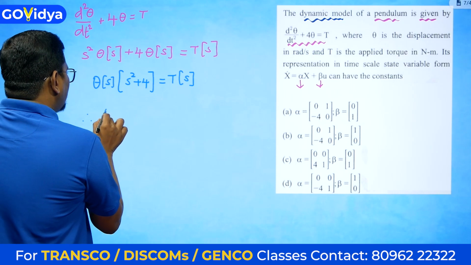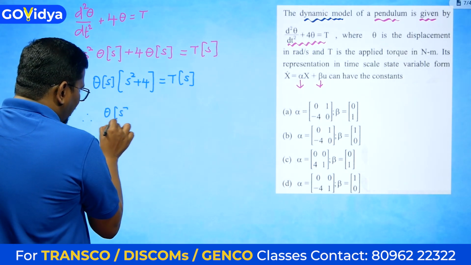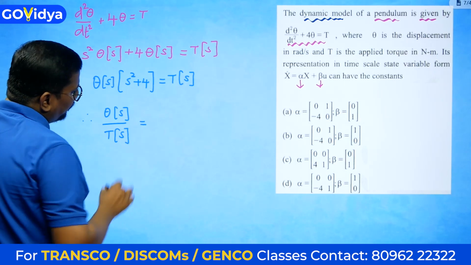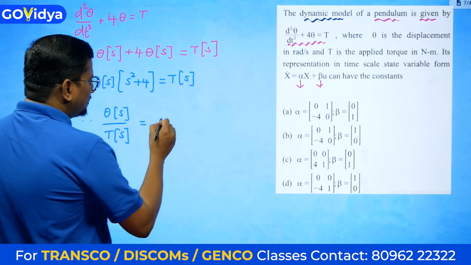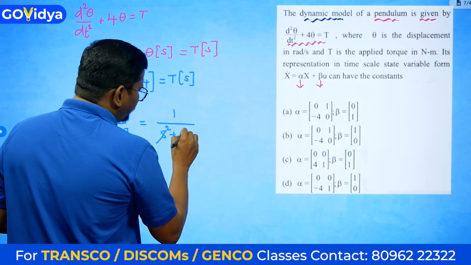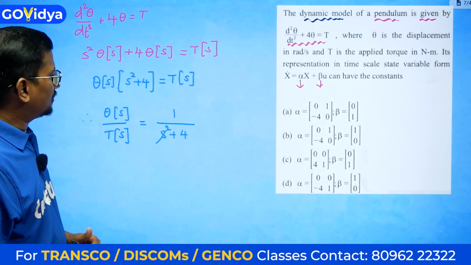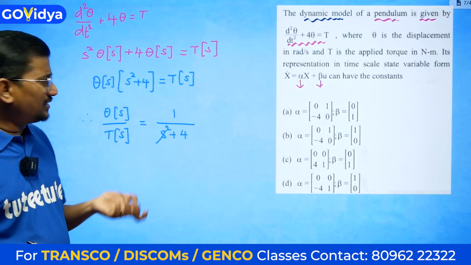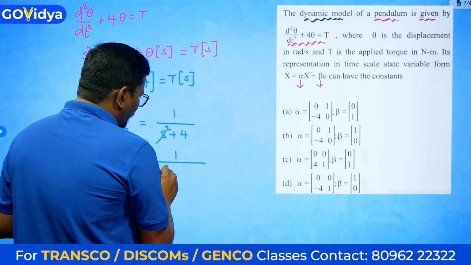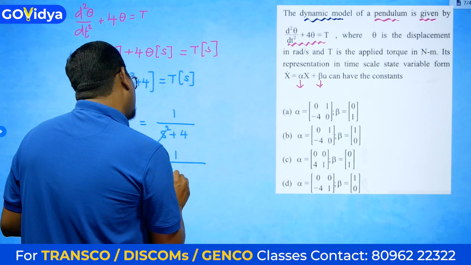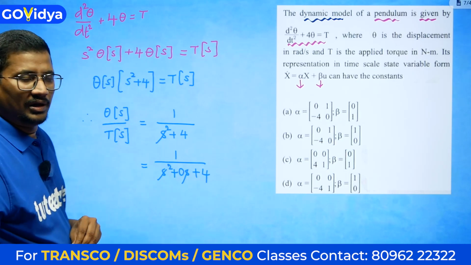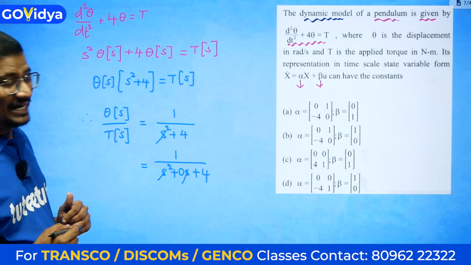Therefore theta of s by T of s. Till this you have to do, you don't have any other option. Then you will get the transfer function: 1 upon s square plus 4, right? So now how are we going to represent this in a standard form? Can we write it like this: 1 upon s square plus 0s plus 4? Now we know how to write the state matrix.